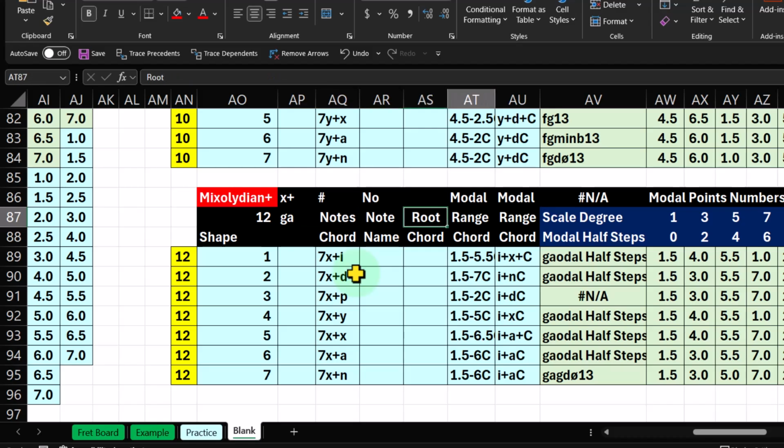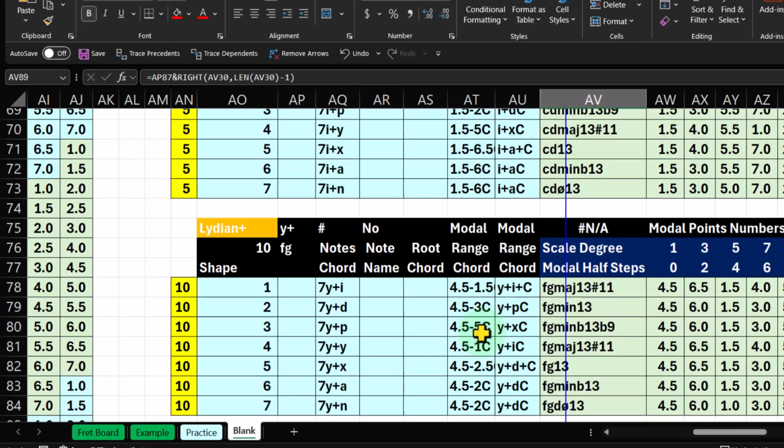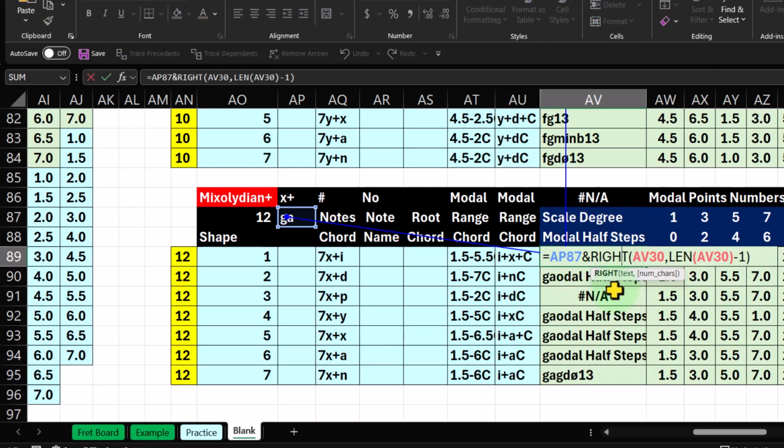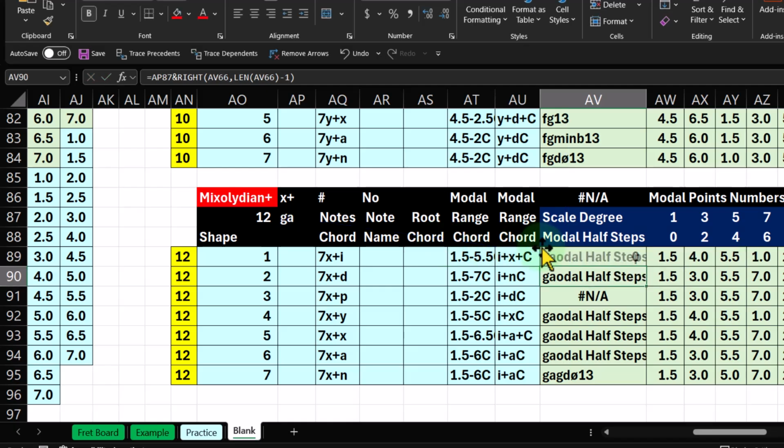So then the next thing I can fix is my naming convention over here. Where is this coming from? So I'm going to say that is pulling it. Let's double click on it. So I'm going to take the right of this. That looks correct, but it's pulling it from the wrong cell.